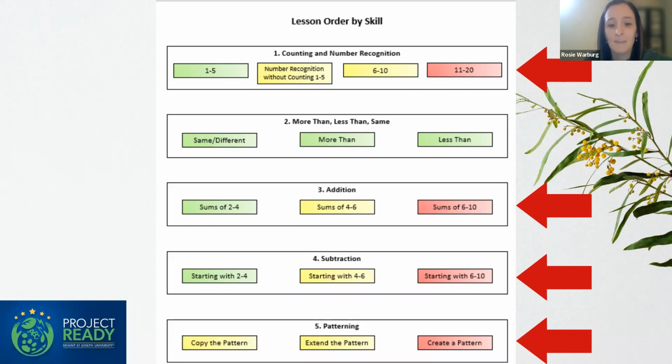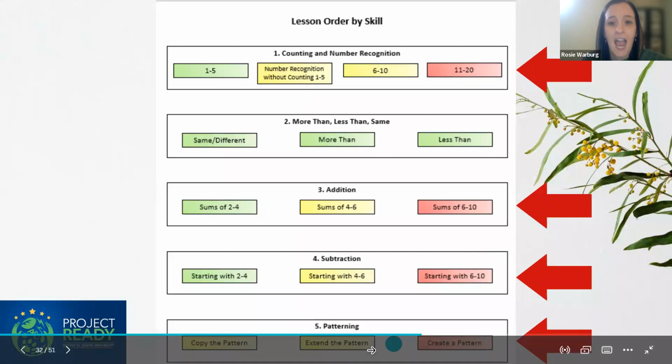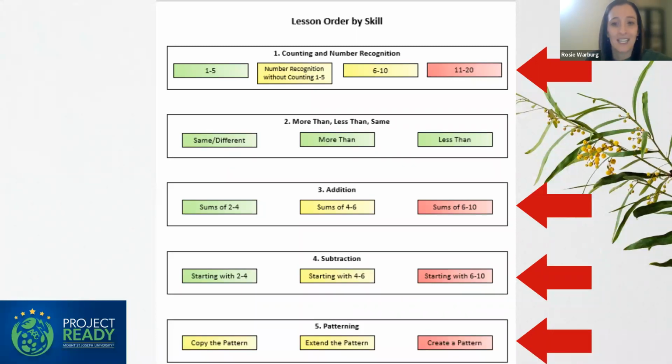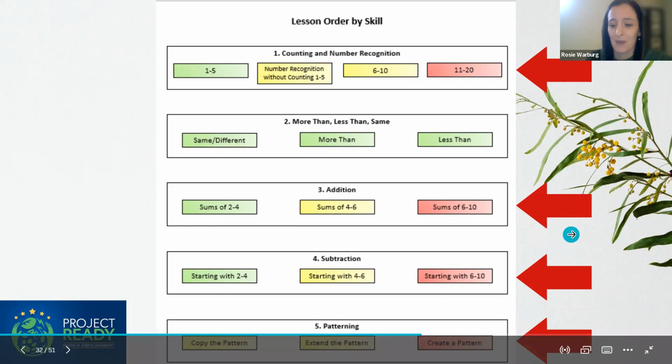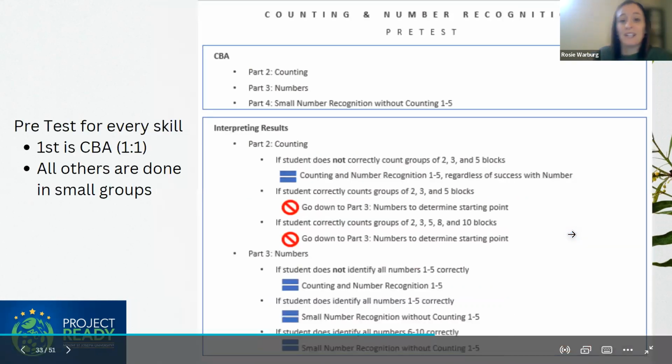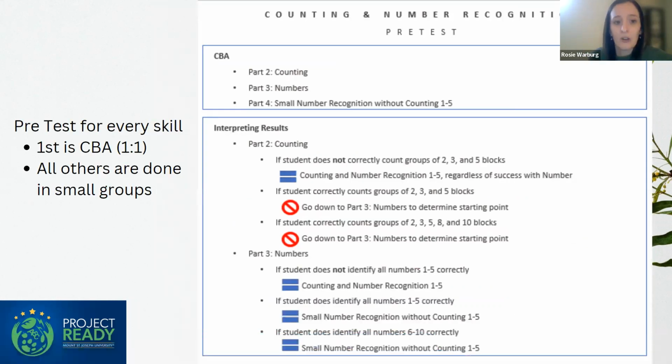Then once they've made it down here to the bottom, and we know that they have had exposure to all of those state standards and they're ready to go, then if we have time in the year, we'll go back and work with these skills that exceed the state standards. Okay. All right. So for every skill, we have a pretest and a post-test.